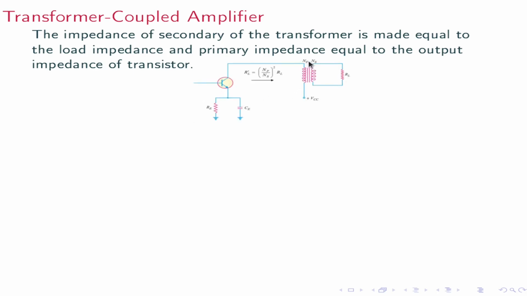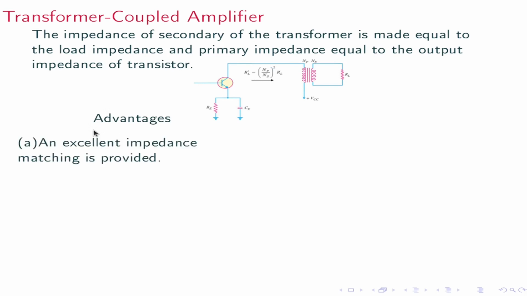For example, suppose NP is the number of primary turns and NS is the number of secondary turns. RL is the load here, then the effective primary impedance RL prime is equal to (NP by NS) all squared into RL. That's why it is calculated.